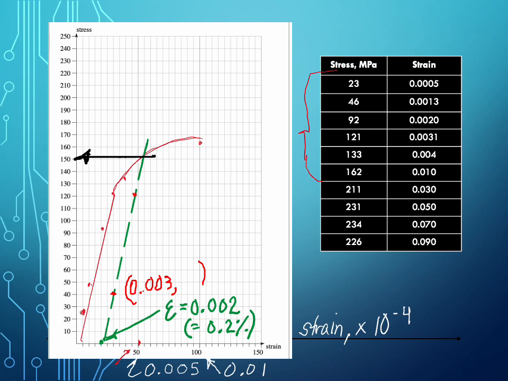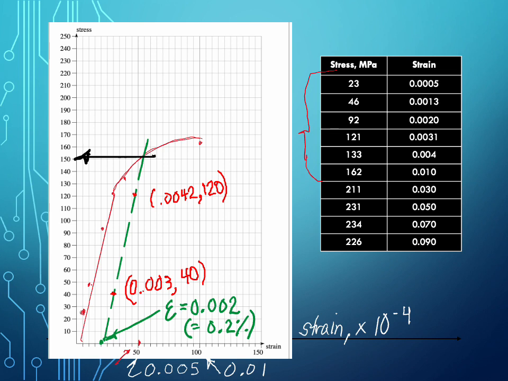X is 0.003 and y is 40 in megapascals. And then here, this data point looks like x is, I'm going to say 0.0042, and y is 120 megapascals. Okay, so I have 2 points on the curve, and from that, I can calculate modulus.